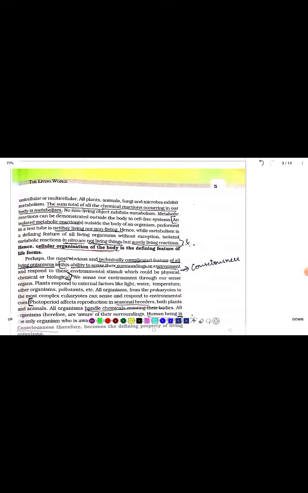All plants, animals, fungi, and microorganisms exhibit metabolism. The sum total of all chemical reactions that occur in our body is said to be metabolism. This is a very important line, everyone note it. Sum total of all chemical reactions.